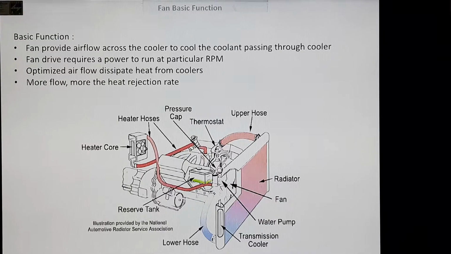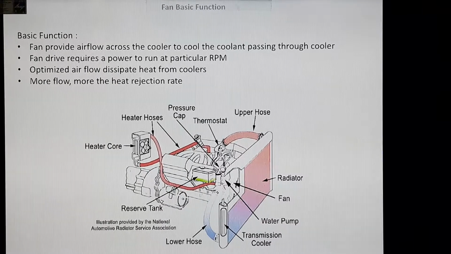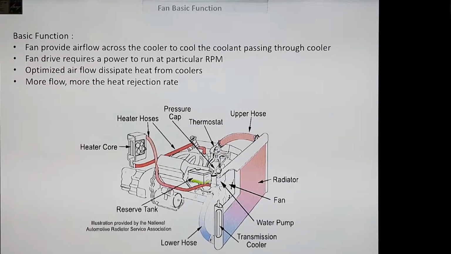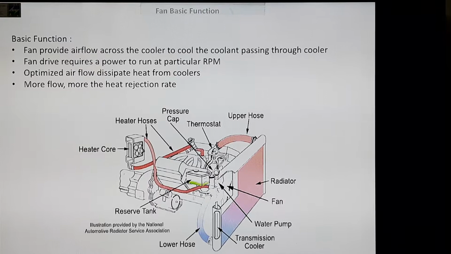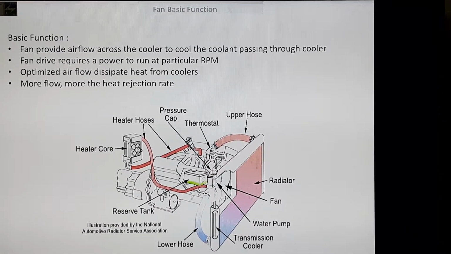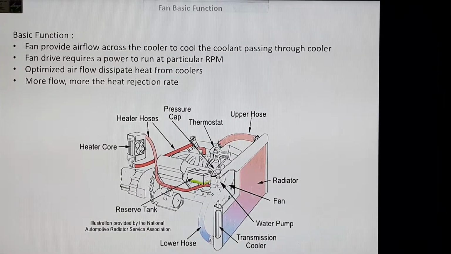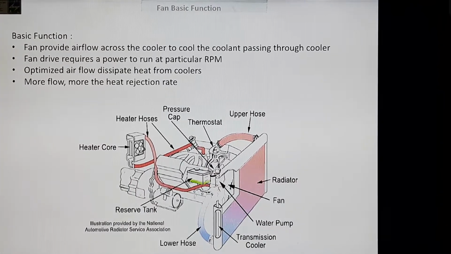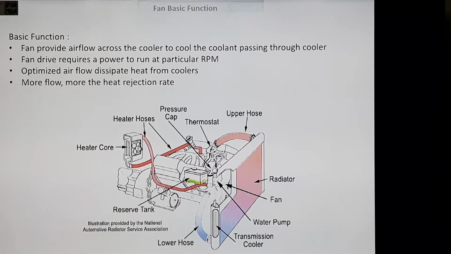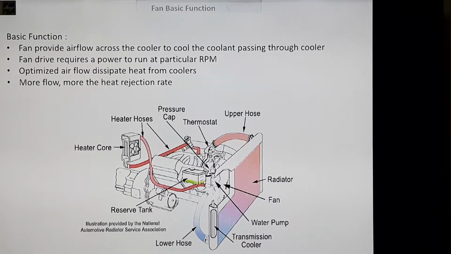I'm here again with my new topic: fan selection and why we need a fan in the automobile sector. The basic function of the fan is to provide airflow across the cooling system, all the different types of coolers like the radiator, hydraulic coil cooler, transmission cooler and charge air cooler. It provides more and more airflow across the cooling system, which dissipates the heat from the coolant, which transfers from the internal tubes to the cooler from inlet to outlet ports.